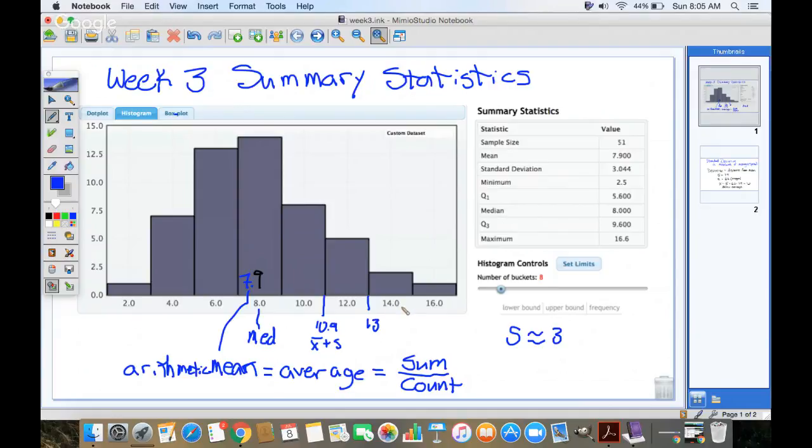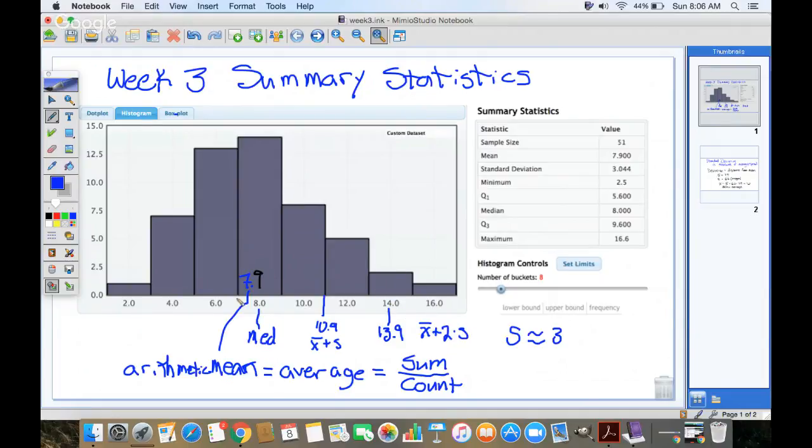Oh, I lied again. I'll get it right this time. That's close to 14, so that's about here. That looks better. And that right there would be X bar plus 2 standard deviations, X bar plus 2S. So I'm 2 standard deviations to the right.